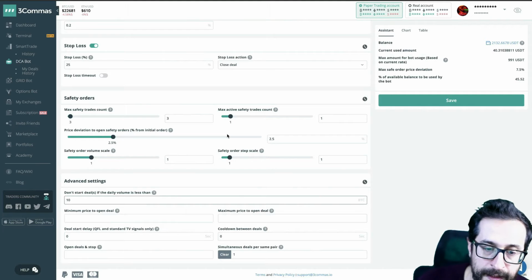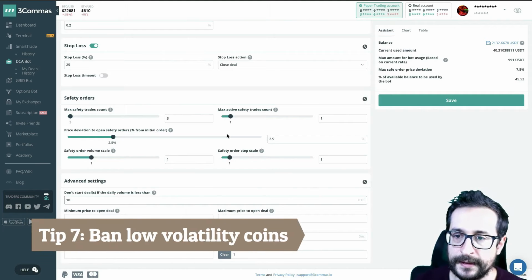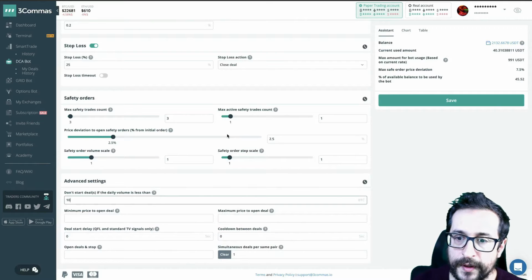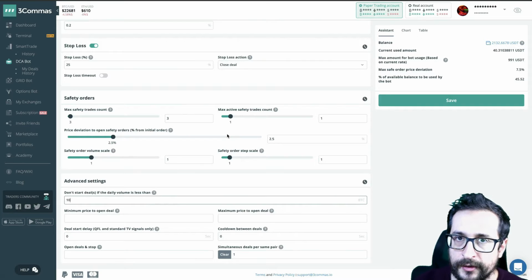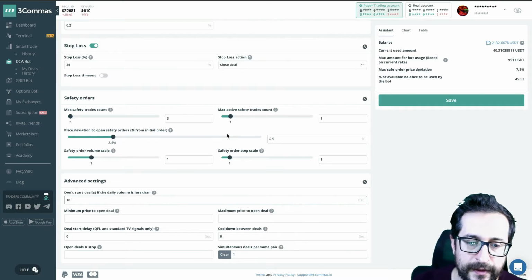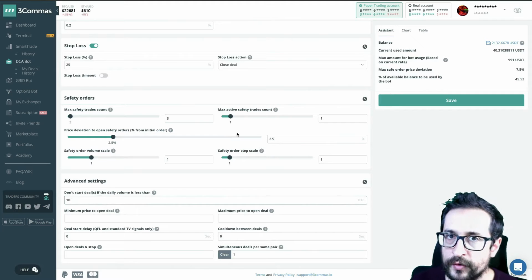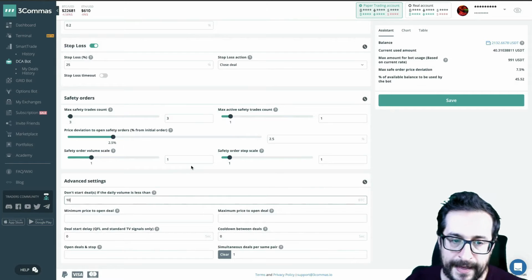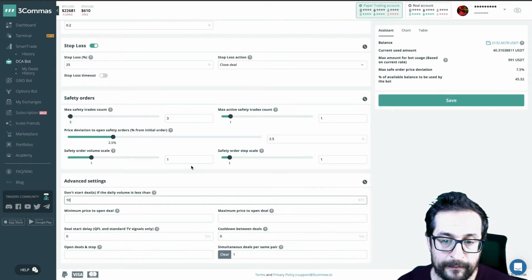Tip number 7. How many times has it happened to you that you enter a deal that's not necessarily going down and you're not losing a lot, but neither are you able to close the deal? It's taking forever. And that's because you entered a deal with a coin that was on very low volume.